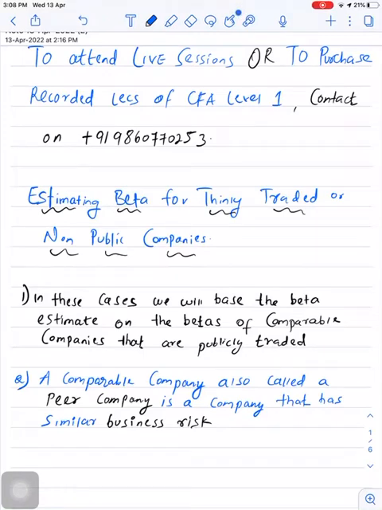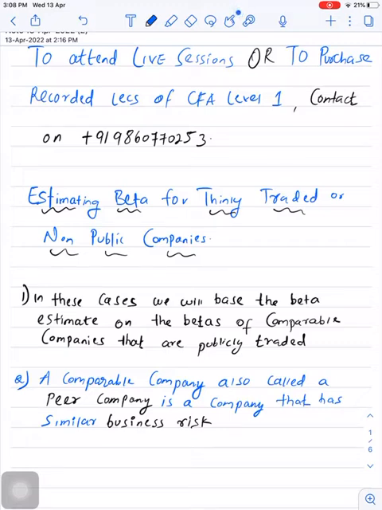In this video we will learn how we can estimate beta for thinly traded or non-public companies. Here, thinly traded means the stock is highly illiquid. The procedure is the same for both thinly traded as well as non-public companies. Non-public companies are companies which are not listed on a stock exchange. So here I will take the example of a non-public company and show you how we can estimate the beta.